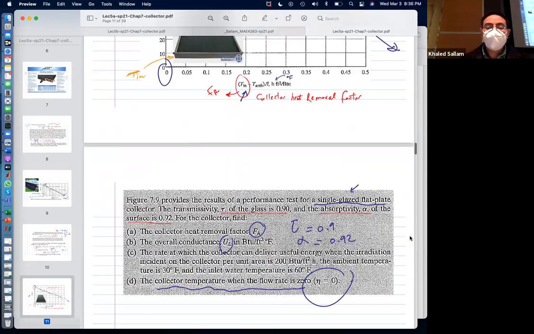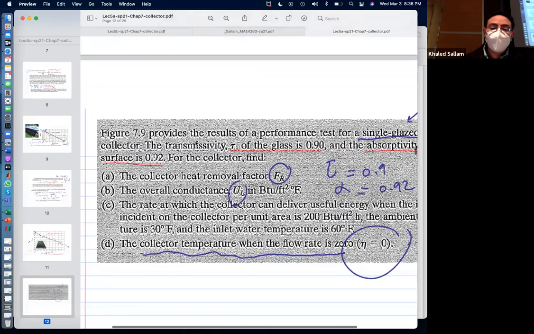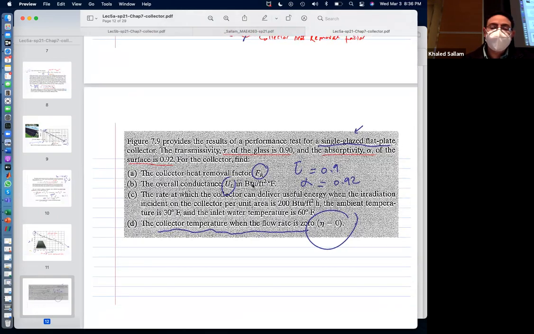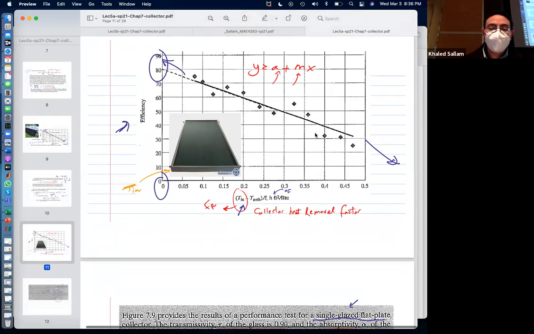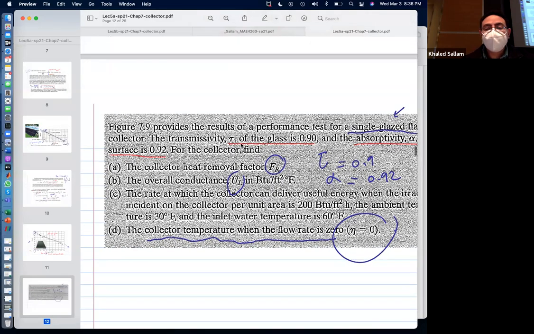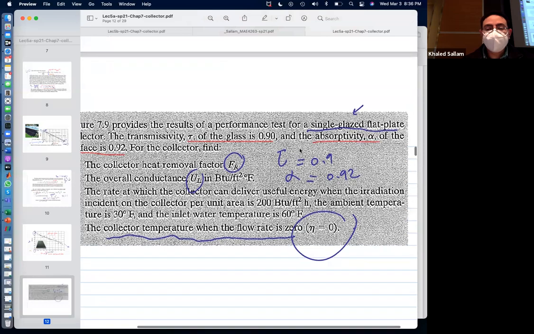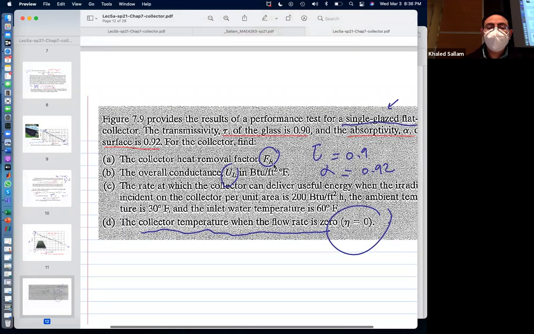Very good. So there is a bunch of examples in the book, and they are all about how we can use this equation. Sometimes they give you the table or the chart, and sometimes they give you the number. He said the tau is 0.9, the alpha is 0.92, and find the collector heat removal factor FR.